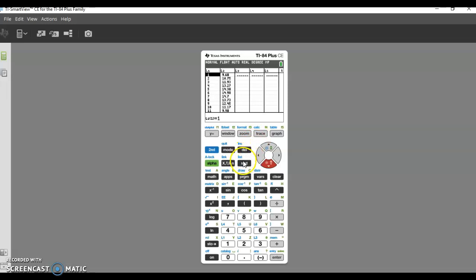Okay, so now we're going to go back to our stats. This time we're not going to edit our list. We're going to go to the right where it says calculate up here. Okay, now we want a trig function. So we have our linear regression that we've done. We have our quadratic regression. We've done a lot of these. What we want is right here where it says sine regression. So we're going to hit enter. Enter all the way down, calculate, yes, and it's going to give this to me.